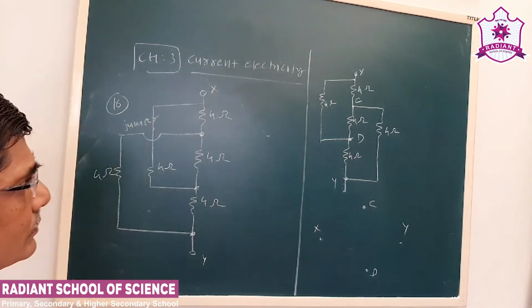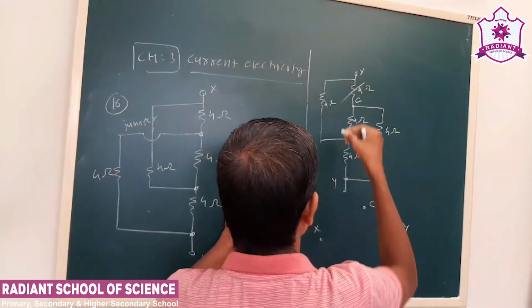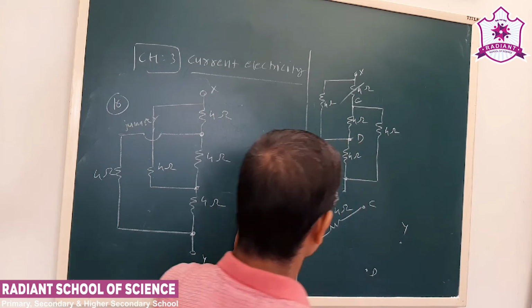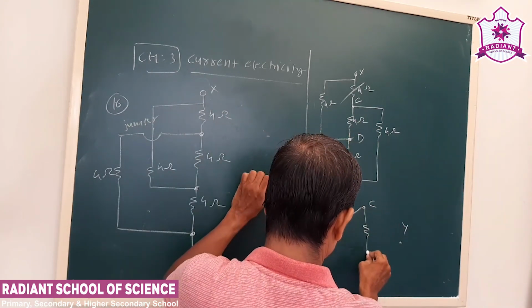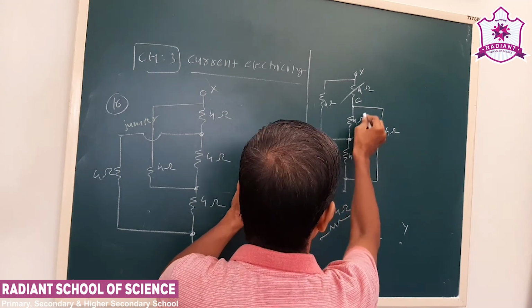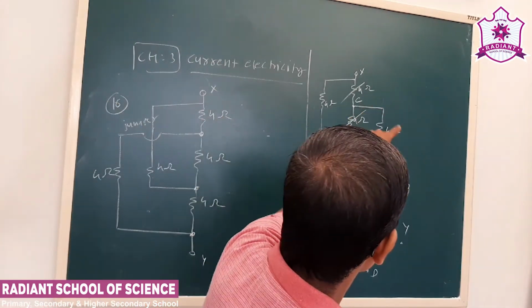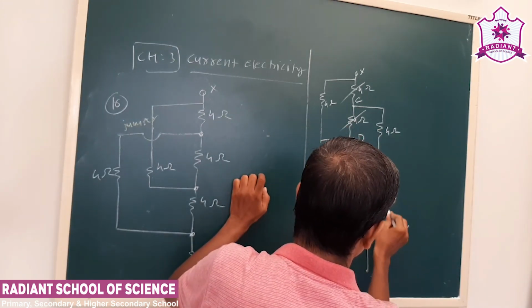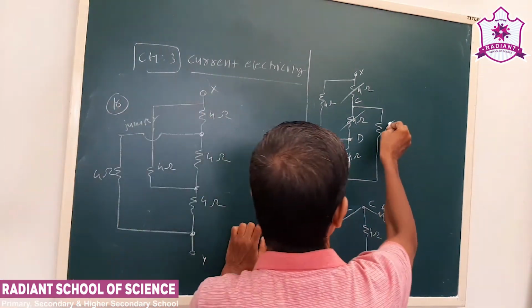Now we have to draw the equivalent resistance. Between X and C there is 4 ohm. Between C and D there is 4 ohm. Then between C and Y there is 4 ohm.